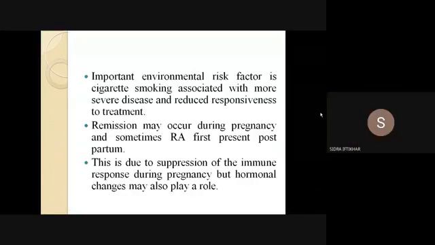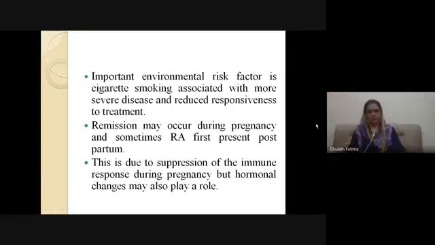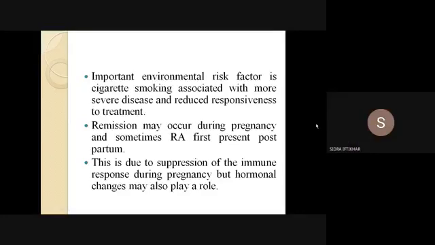Important environmental factors like cigarette smoking are associated with more severe disease, and these also reduce the responsiveness to treatment. Remission may occur during pregnancy, and sometimes rheumatoid arthritis first presents postpartum. This is due to the suppression of the immune response during pregnancy, but hormonal changes also play a role. The known HLA loci generally lie within or close to the genes.